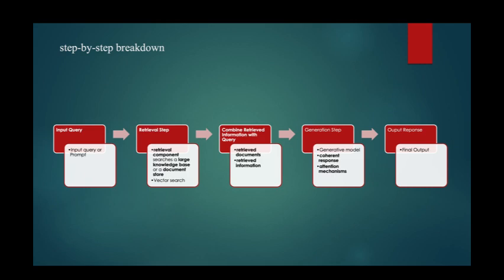Then comes the output response, the final output. The model produces the final output, which could be the answer to the question, a summary of the retrieved information, or a piece of generated content. Since the retrieval step helped provide more relevant data, the generated content tends to be more informed and accurate.